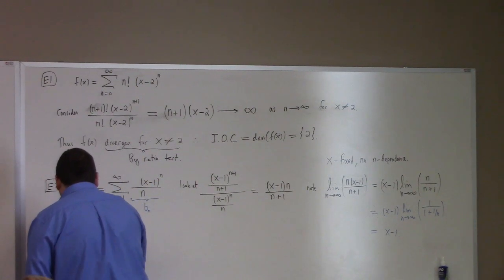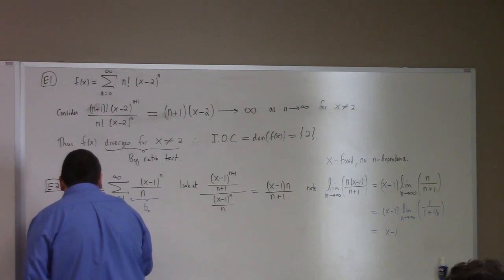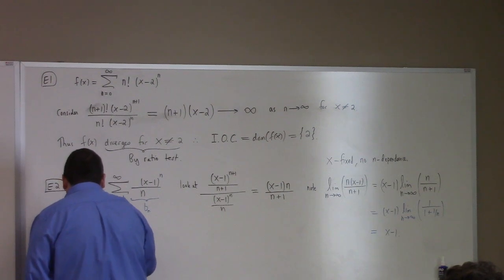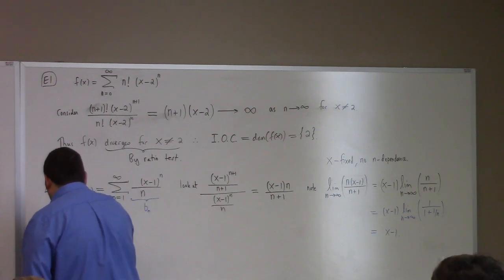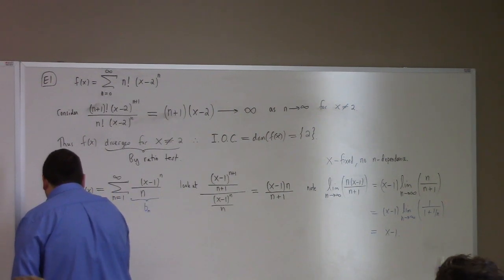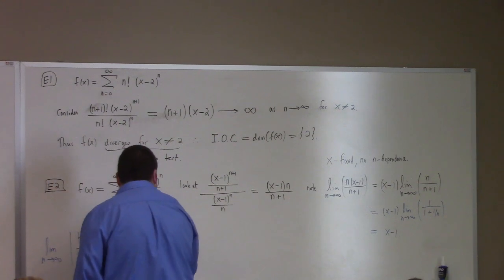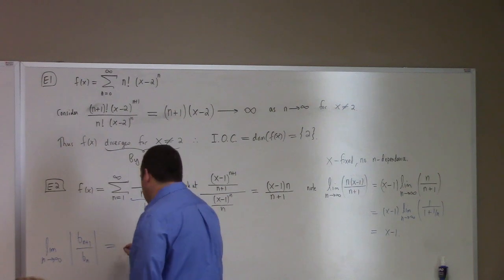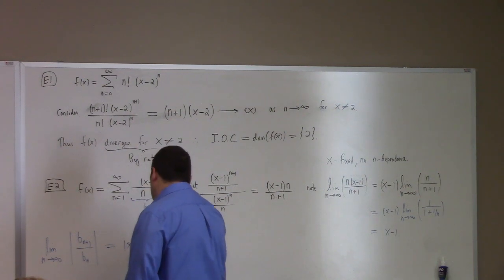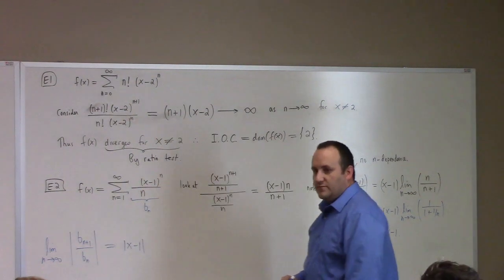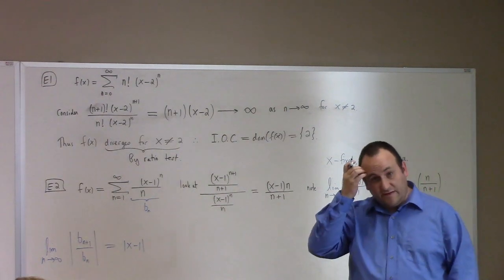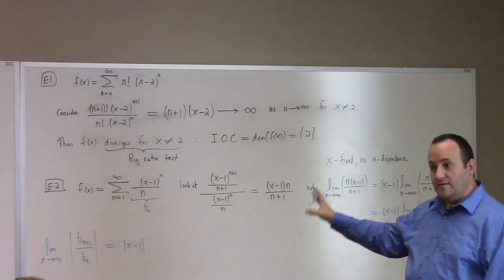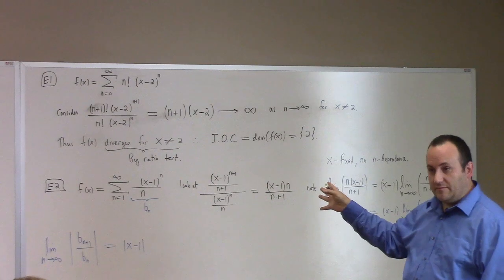So if we look at the absolute value of b sub n plus 1 over b sub n, we have just worked out that the limit of this as n goes to infinity is what? If you follow through the absolute values, you get the absolute value of x minus 1, right? So what does ratio test tell us? If that is less than 1, this series converges absolutely, right?